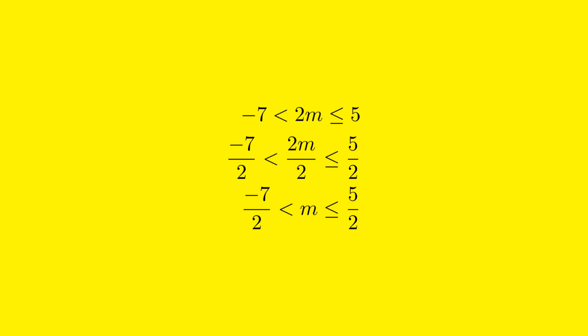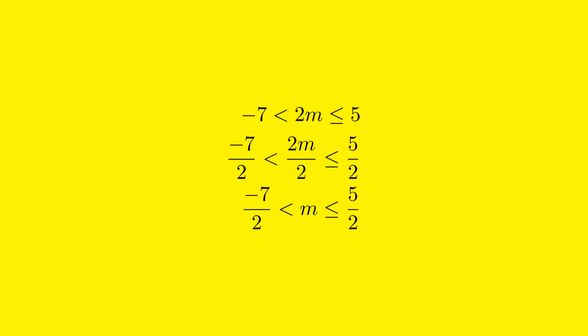Starting with the simplified inequality -7 < 2m ≤ 5, we will divide each part by 2. So we have -7 divided by 2, less than 2m divided by 2, less than or equal to 5 divided by 2. Keep in mind, dividing by 2 is necessary because it undoes the multiplication by 2 that is currently with m.